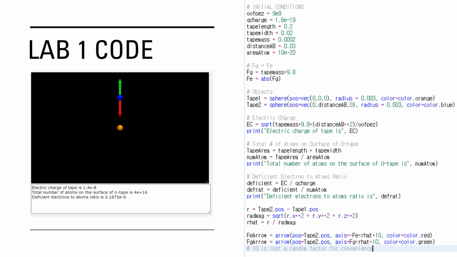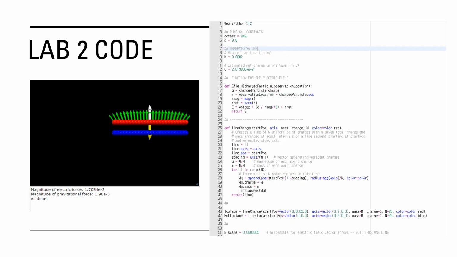This slide shows the code for lab 1. There is only a point and two arrows pointing up and down, and the electric charge was calculated regarding the point. The biggest difference that can be seen in lab 2, which can be shown by the graphic, is that there are a bunch of arrows and a lot of charges that are evenly distributed along the two tapes.